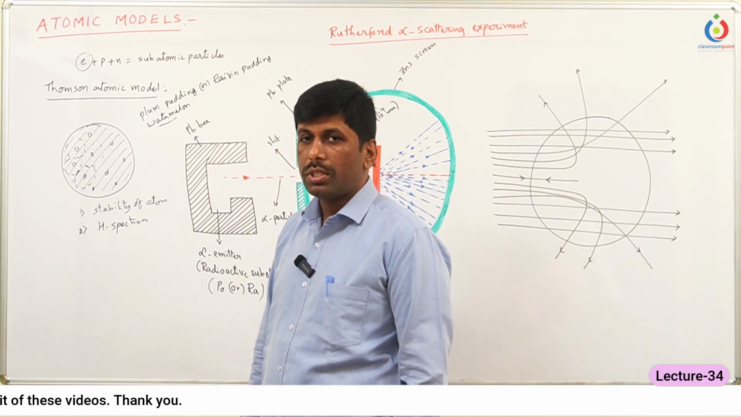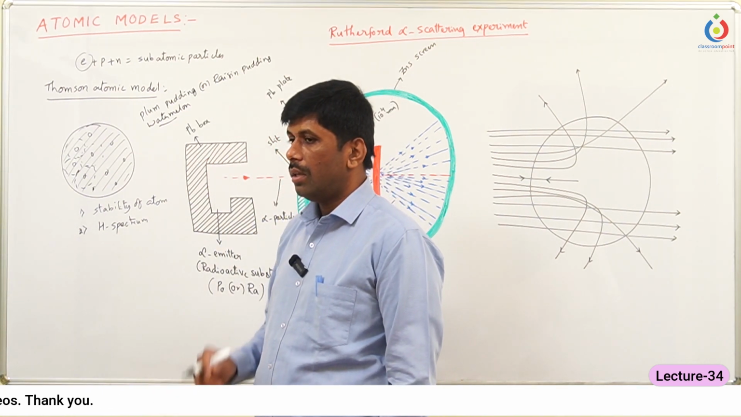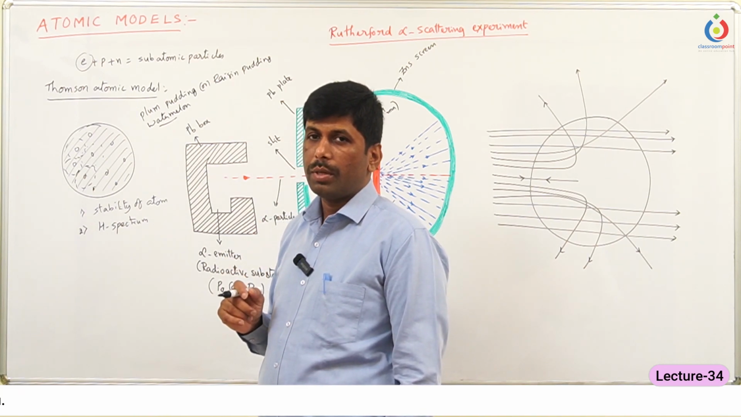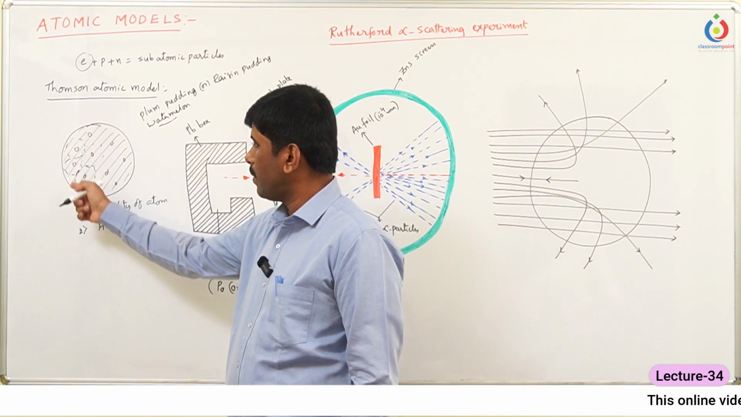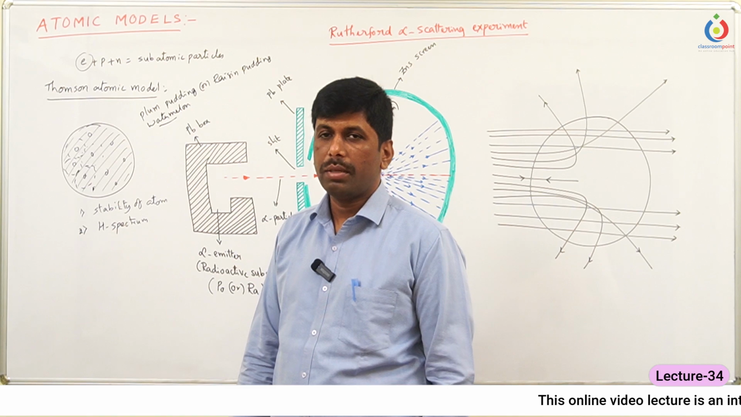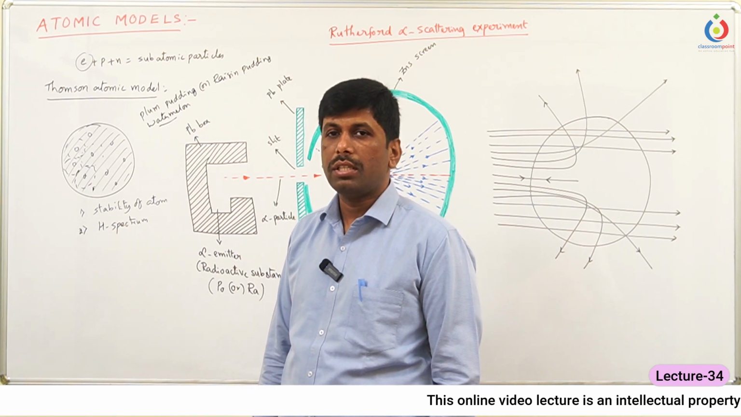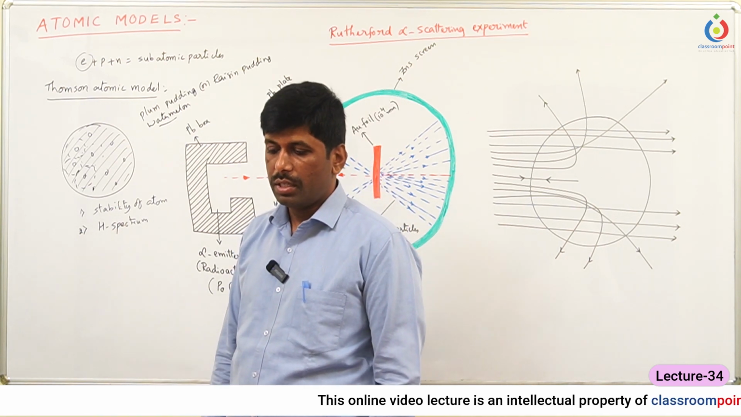But still we do study the Thomson atomic model. The only advantage of the Thomson atomic model is that it gave the shape of the atom, that is spherical. Still we consider the shape of the atom as spherical.